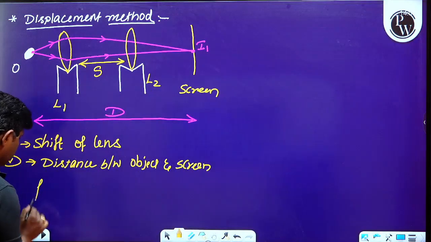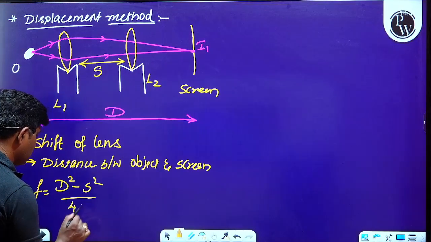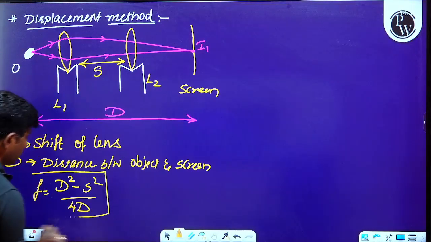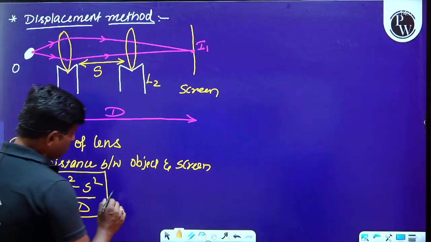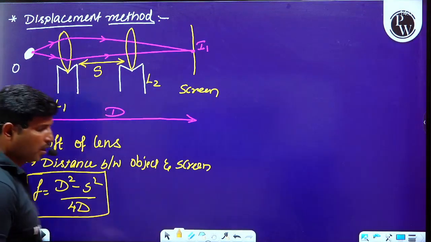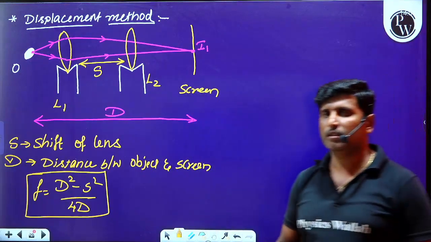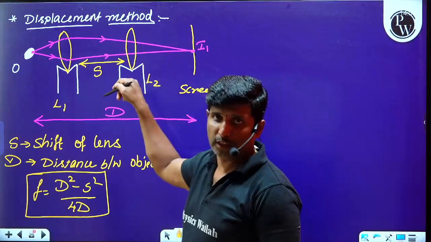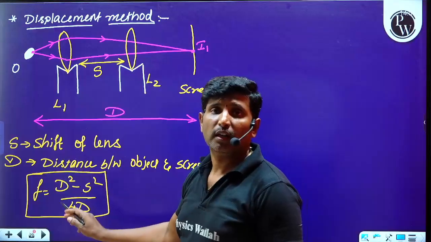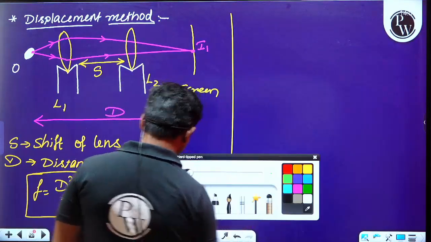Then we can say focal length F is equal to D square minus S square divided by 4D. It is measured in unit of centimeter, whatever it may. Generally, focal length is measured in terms of centimeters only. That is the displacement method to calculate the focal length of the lens. So please observe this. Look at the board.